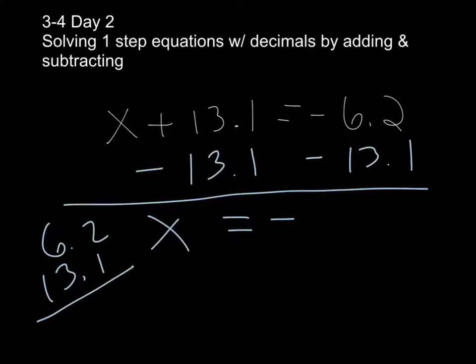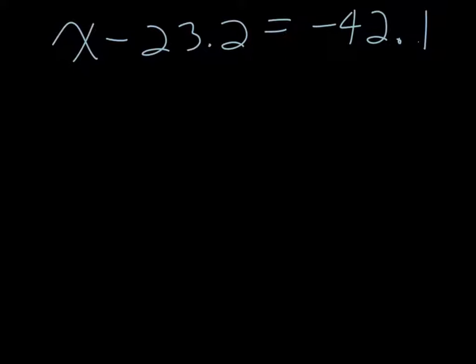2 plus 1 is 3. 6 plus 3 is 9. Bring down the 1. So we end up with 19.3. But again, it's negative 19.3, and that's part of the reason that we thought about the sign before we actually did the work. Alrighty. Sometimes, let's get to the next slide here, sometimes we have subtraction.